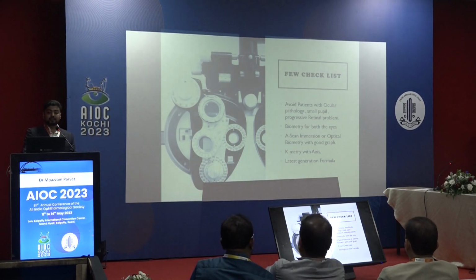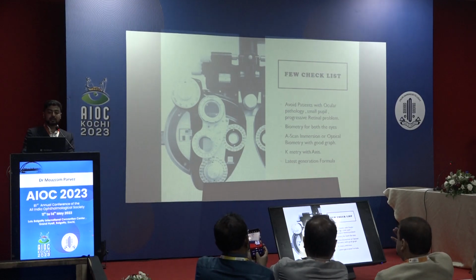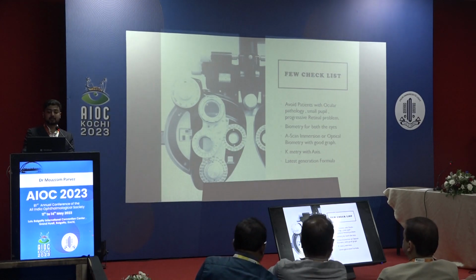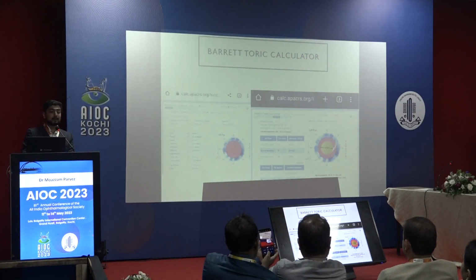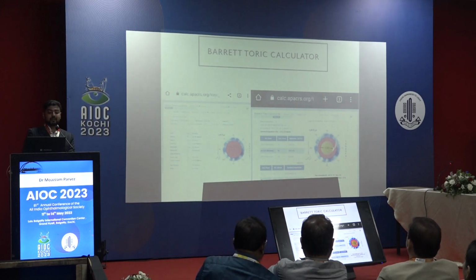Before choosing my cases for toric, I would like to avoid patients with ocular pathology, small pupil, and progressive retinal problems. I would like to do biometry for both the eyes and A-scan immersion or optical biometry with a good graph, K-metry with axis, and the latest generation formula. For this, we use the Barrett Toric calculator, which is available on the APACRS website, where we enter the steep axis, axial length, and anterior chamber depth to get the readings, where we get the angle at which we will align the diamond markers.